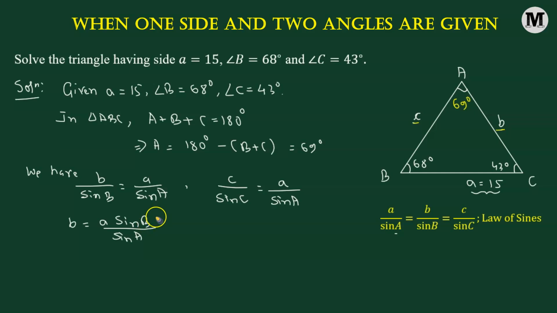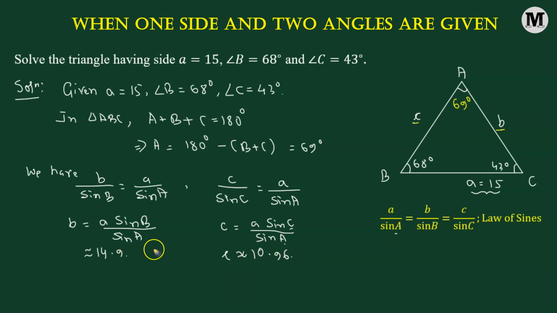B is known, 68 degrees. A we have found out as 69 degrees. We can plug all of these values into a calculator, and that should give us the value of B as approximately 14.9 units. Similarly, we can obtain the value of C. So C is going to be equal to A times sine of angle C, divided by sine of angle A. We have the angle measures of A and C. We have the side A. So C comes out to be approximately 10.96.